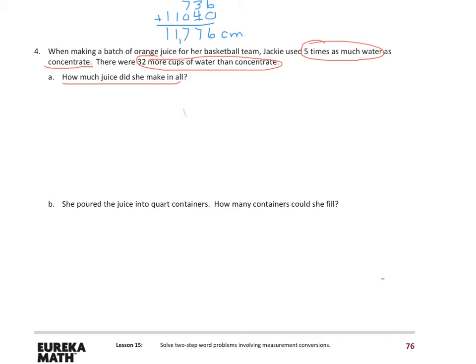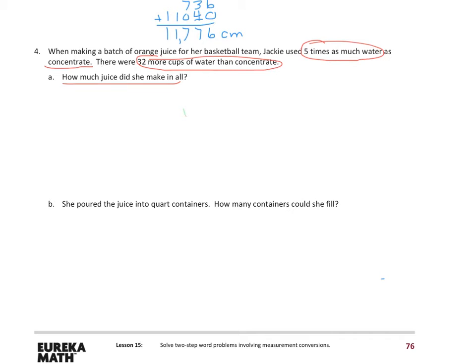So let's step back a bit and read it again one more time carefully. So I know that Jackie is making orange juice for her basketball team. And Jackie used 5 times as much water as the concentrate. Concentrate's the actual juice, and then you add water to make more of the juice. And then there were actually 32 more cups of water than the concentrate.